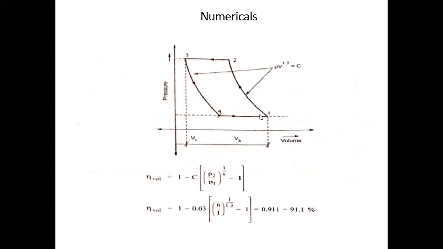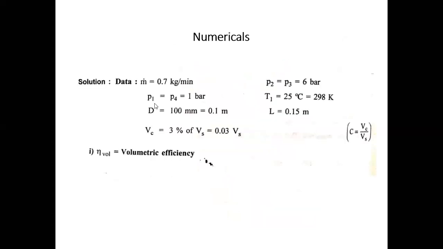Here we can see the process. That is 1 to 2, there will be a compression. 2 to 3, there will be a delivery of air to the storage tank. 3 to 4, there will be an expansion in the cylinder. And 4 to 1, there will be a suction stroke that is carried out in the cylinder. Now this P2 pressure will be equal to P3 and P1 is equal to P4. That is the reason why we write P1 is equal to P4 and P2 is equal to P3. Then stroke is also given, bore is also given.